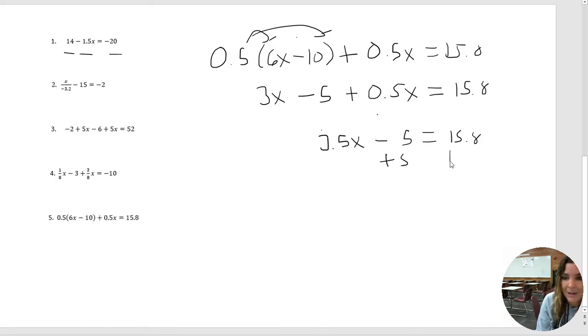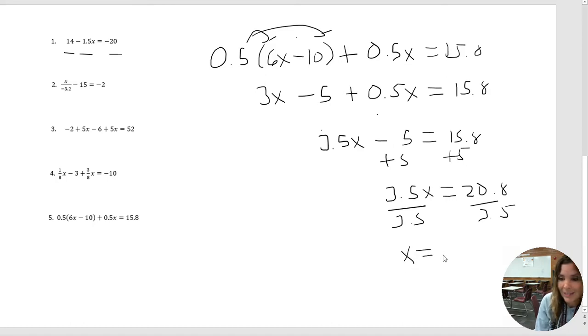And then we add 5 to both sides. So we get 3.5x equals 20.8. And then our last step is to divide by 3.5. So that is going to end up giving us x equals, in the calculator, a decimal that doesn't repeat or doesn't end. And I asked you guys to round that to the hundredth spot. So you would do x equals 5.94.